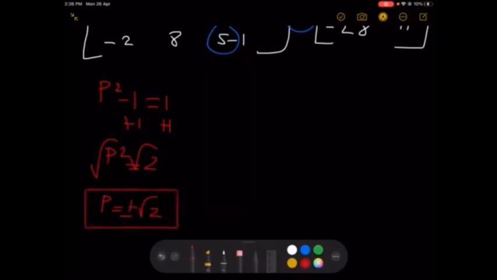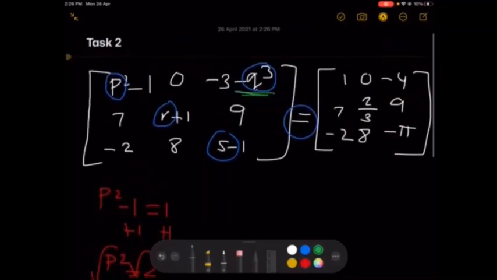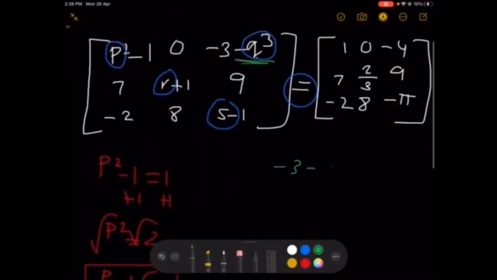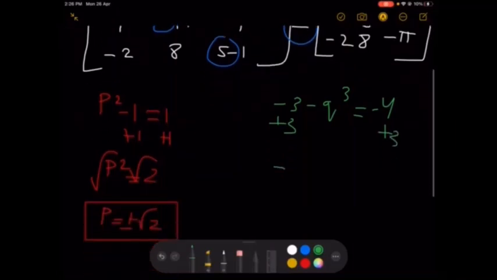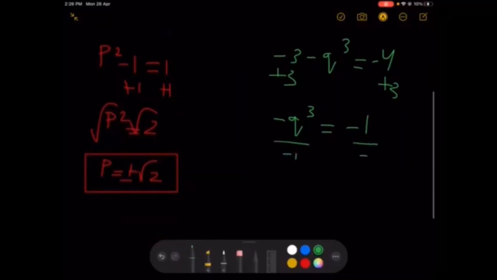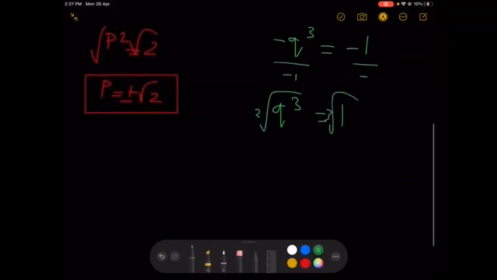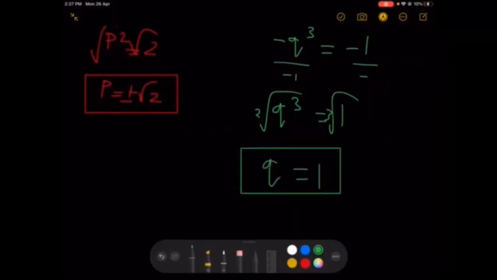Okay, now we're done with P. We need to find Q. So -3 minus Q cubed equals -4. We will add 3 to both sides. So minus Q cubed equals -1. Divide by -1, divided by negative. Therefore, Q cubed equals 1. So we will take the cubic root to get Q by itself, so Q equals 1. Now we're done with Q.